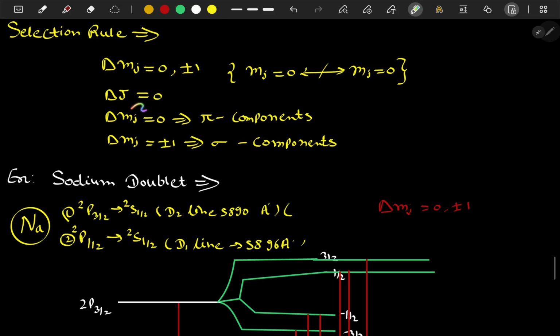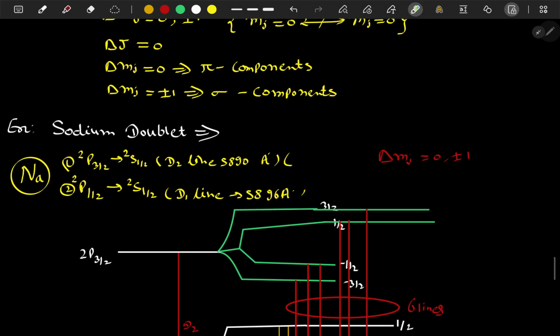And what is the selection rule for the anomalous Zeeman effect? Delta mJ equals 0, plus minus 1, and J equals 0 to 0 transition is not allowed. Delta mJ equal to 0 corresponds to the pi component, and delta mJ equal to plus minus 1 corresponds to the sigma component. Got my point?